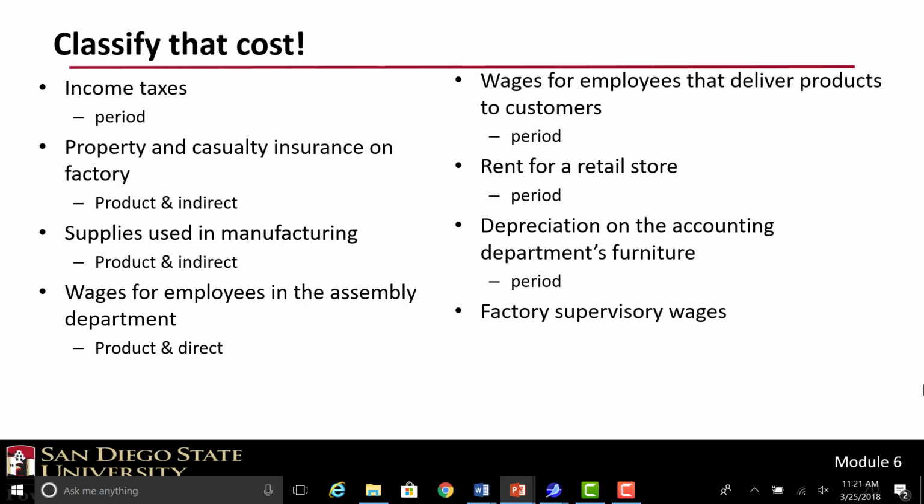Factory supervisory wages. Well, this is the cost to supervise the laborers in the factory. Well, that's product related, but it is an indirect cost. And then lastly, we have the CEO's salary. The CEO's salary is generally thought of as a period cost.